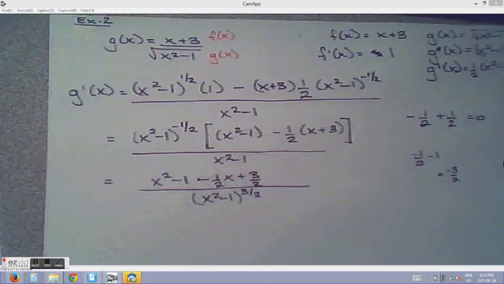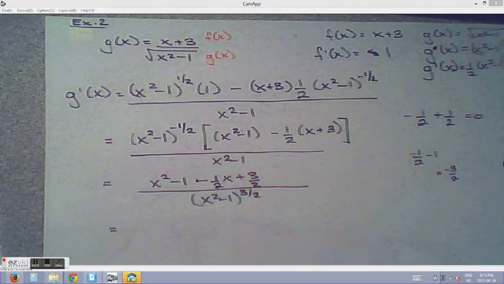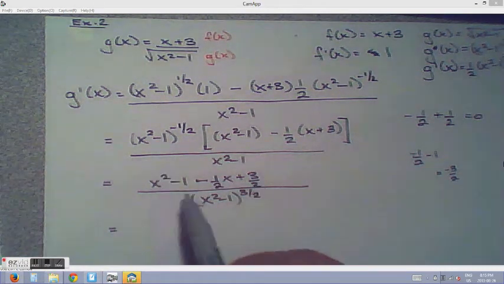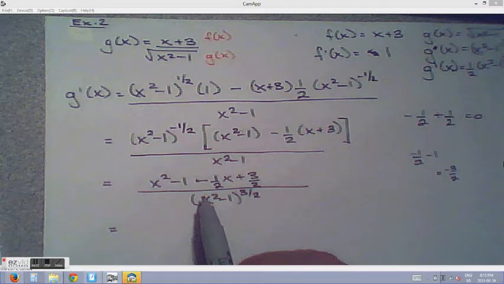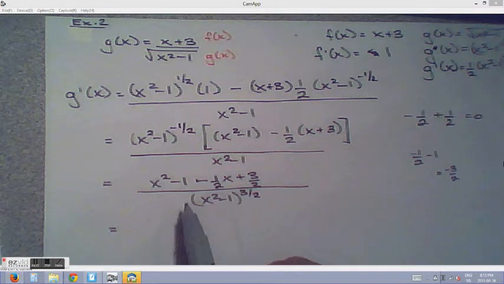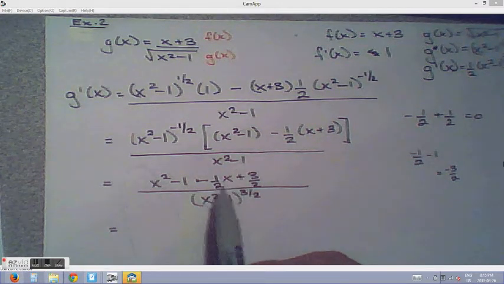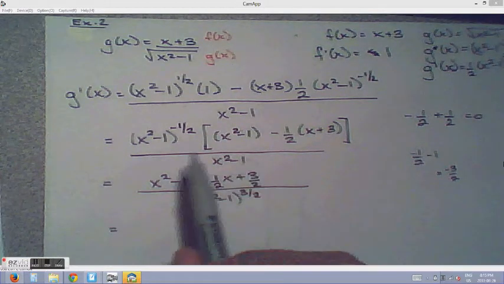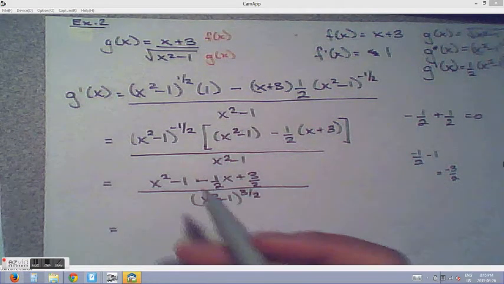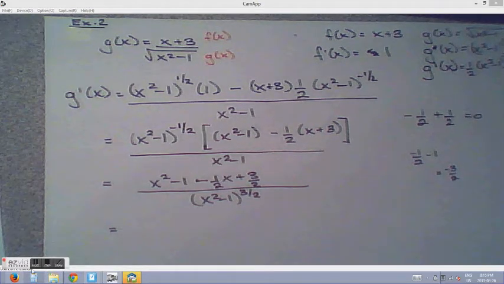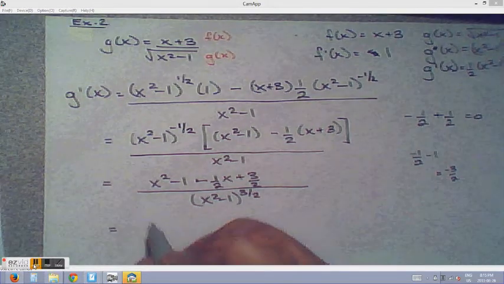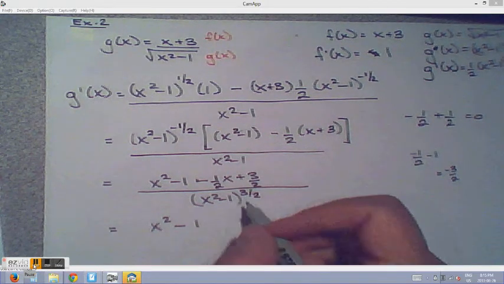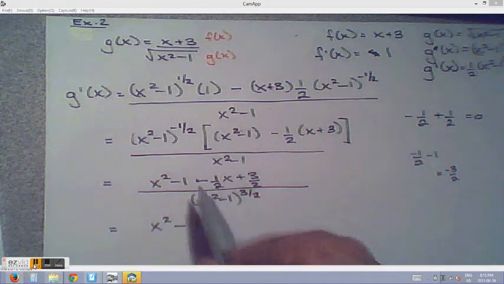I know it's messy. There's not much we can do about this. The only thing we could do is multiply everything by 2, and that would get rid of some of these messy fractions, but we would have to multiply everything by 2. For now, I'm just going to rewrite this as x squared minus 1. Actually, we can collect that.